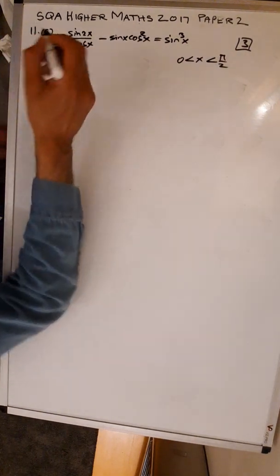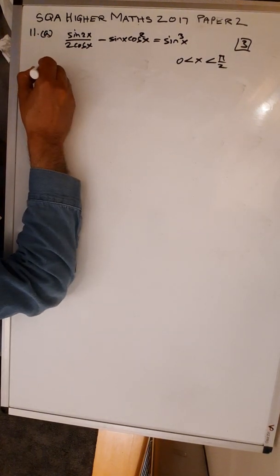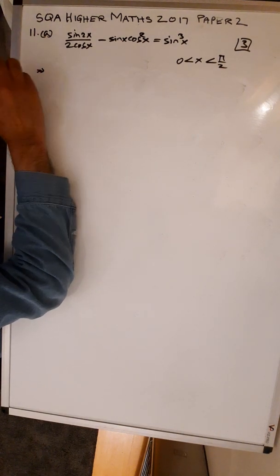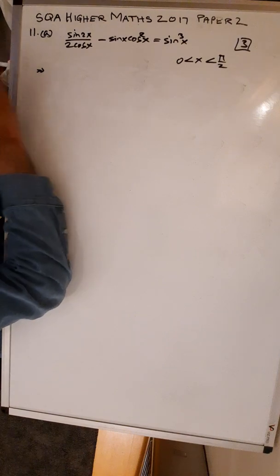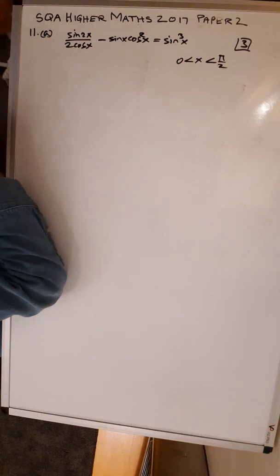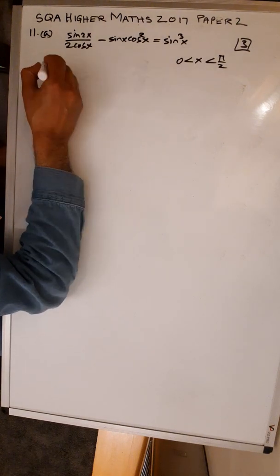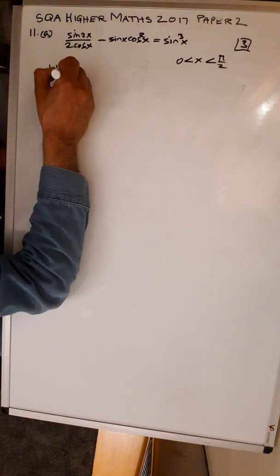So you need to expand the numerator there, so you're starting with the left hand side and you're trying to prove it's equal to the right hand side.